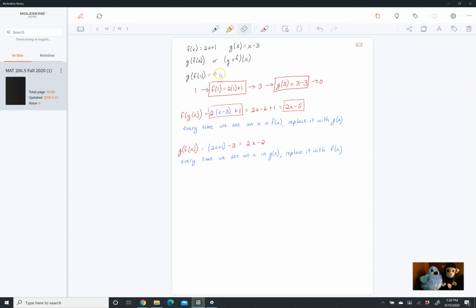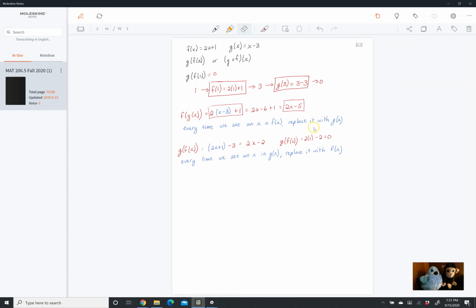And you can see if we plugged in 1, instead of doing it this way, we could plug 1 into this function. 2 times 1 minus 2 is equal to 0. If we plugged 1 into this function, we would get 2 times 1 minus 5, which is equal to negative 3. And that's what we got when we did it in this way.